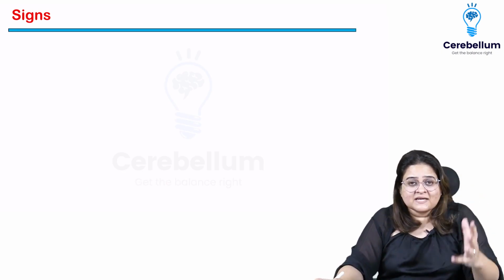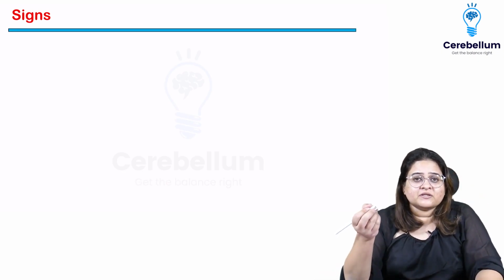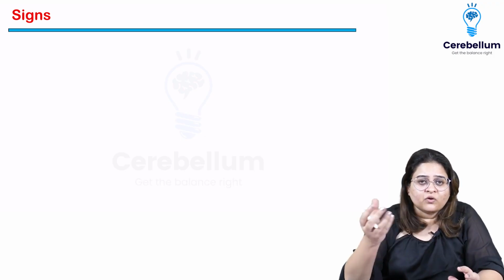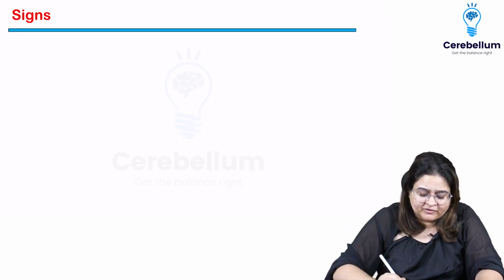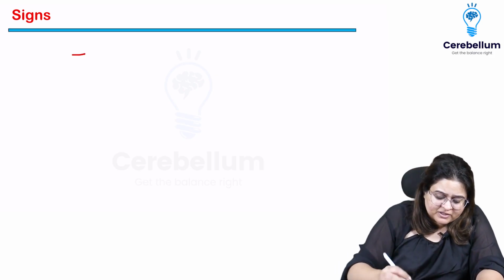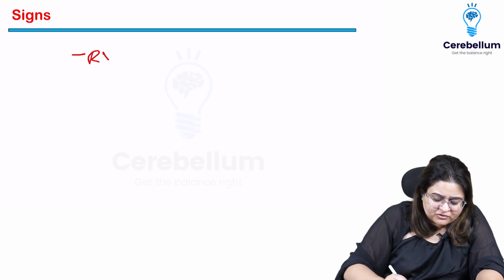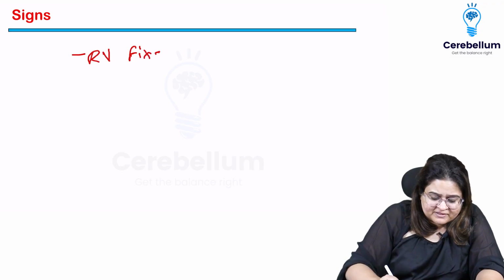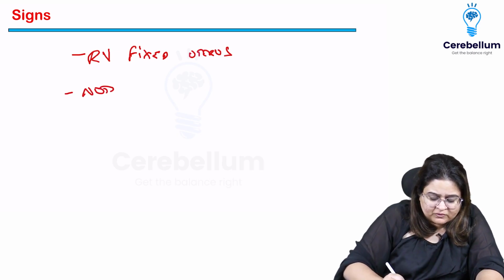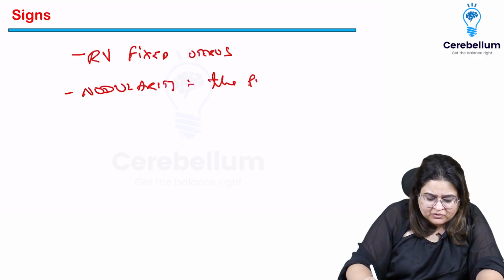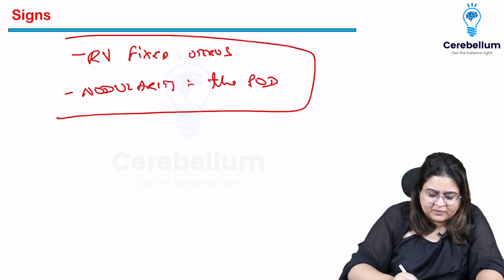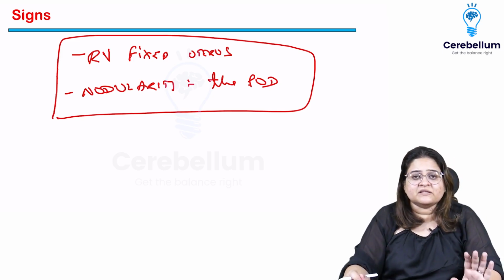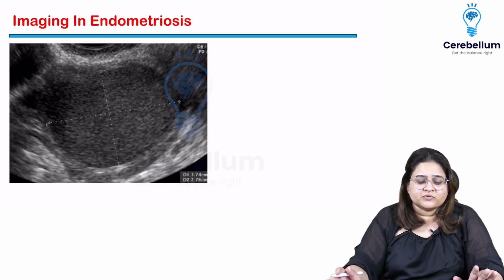Okay. What are the signs? A common clinical question, they'll give you on examination, this is found. So what will you find? Remember, these are the buzzwords to remember. You find a retroverted fixed uterus with nodularity in the pouch of Douglas. These are your buzzwords. If you see this, you know that this is most likely endometriosis.